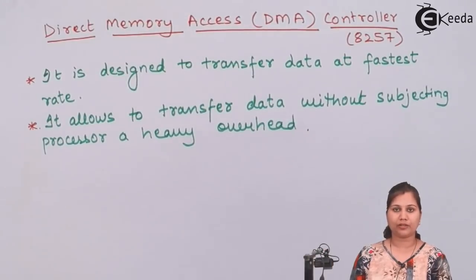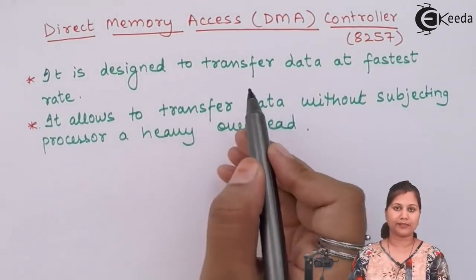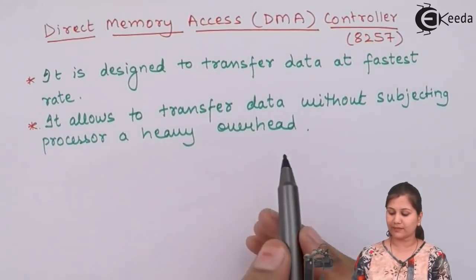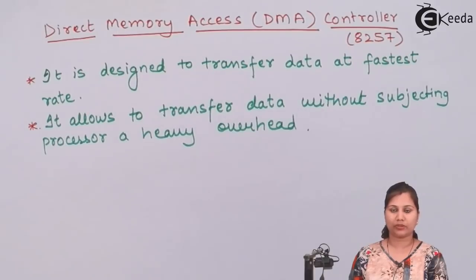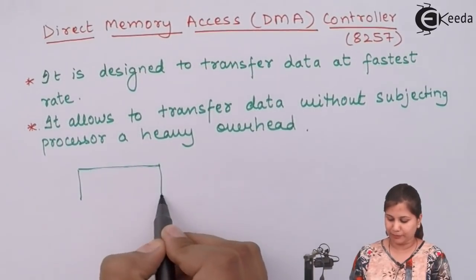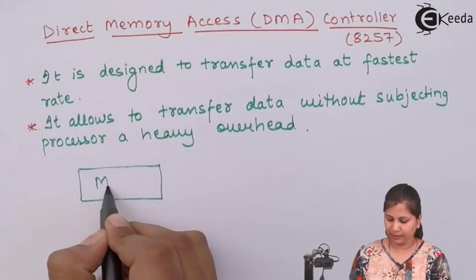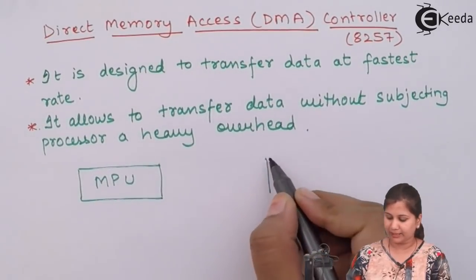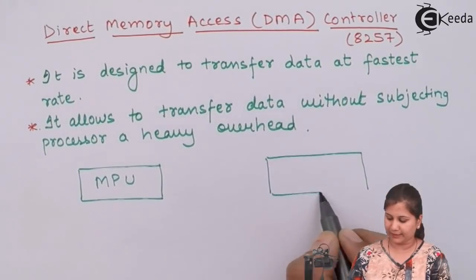So this DMA controller is designed to transfer the data at the fastest rate, and it allows data to be transferred without subjecting the processor to a heavy overhead. Let's take an example so that you can easily understand it. Suppose we have the microprocessor here. I'm writing MPU, and this microprocessor is communicating with the peripheral device.